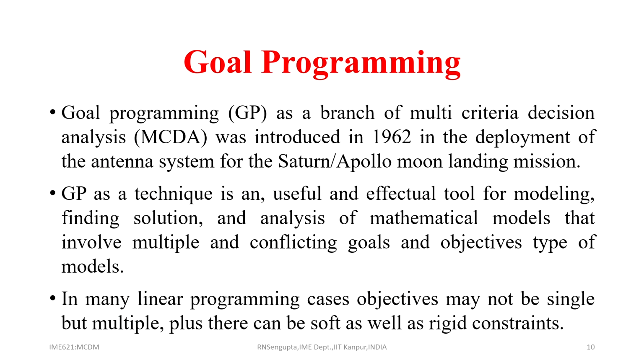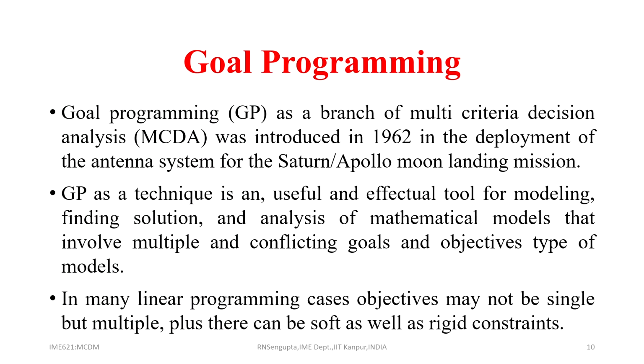So, we will consider the concept of goal programming, which we did discuss briefly, and I said that I would be visiting it further with the problems. It is a branch of multi-criteria decision making, or MCDA, which was introduced in 1962 in the deployment of the antenna system for the Saturn Apollo moon landing system.